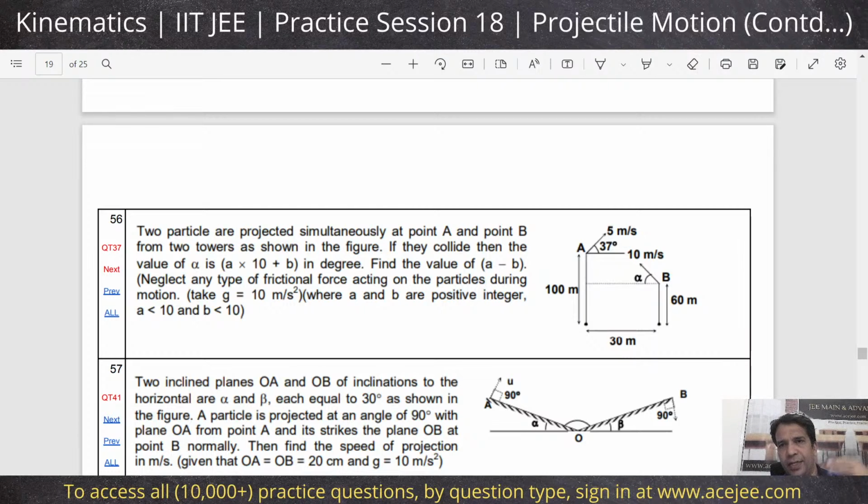So let's say they meet at a certain point. Let's say the coordinates are x_c, y_c. And if you pay attention, the sum of the horizontal distance covered by the two projectiles must be equal to 30 meters. And the sum of their vertical displacement should be equal to 40 meters, right?